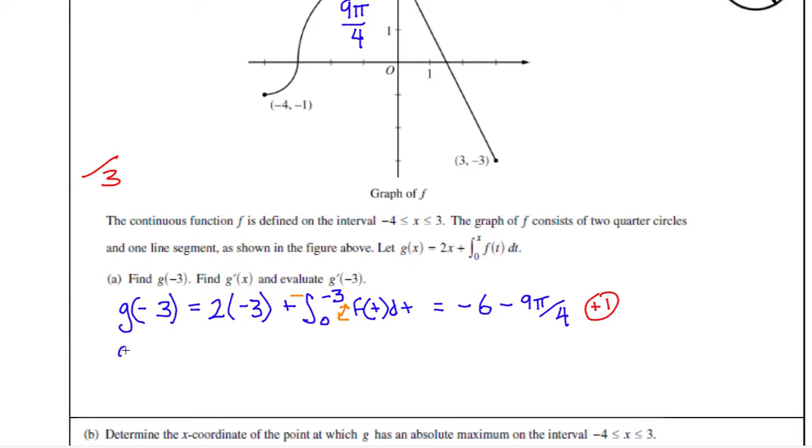Next, we need to find g prime of x. So I just need to take the derivative. I'm going to take the derivative of this one and then add it to the derivative of this one. You take the derivative of each of them independently. It's kind of like distributing the derivative. The derivative of 2x is 2. The derivative of this thing, you just plug in x and leave it f of whatever that is. So f of x. So 2 plus f of x. There it is. That is 1 point.